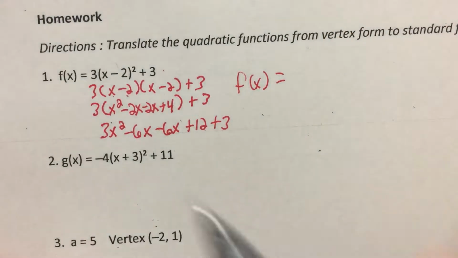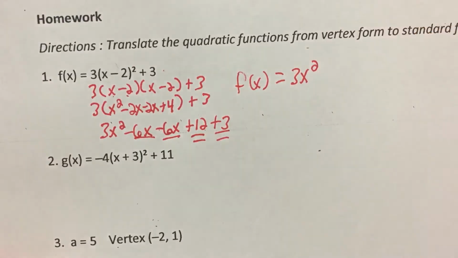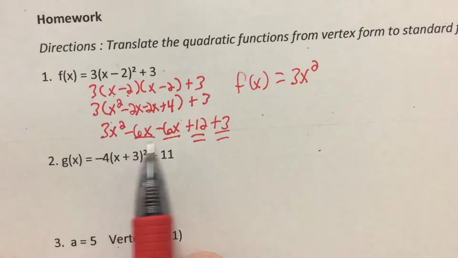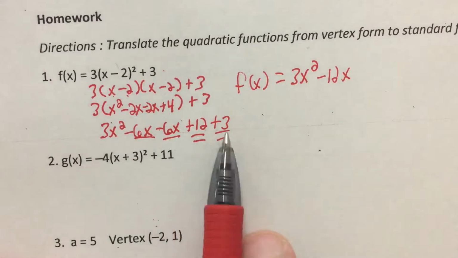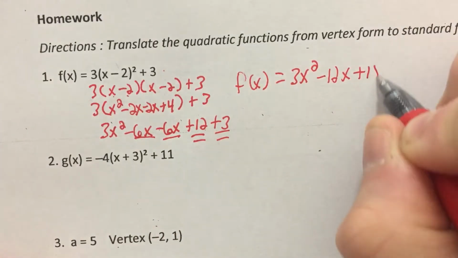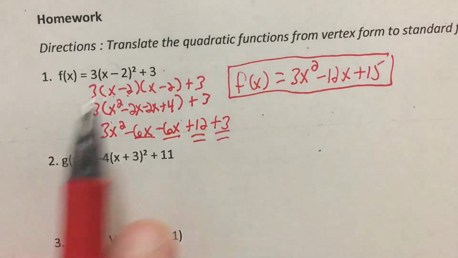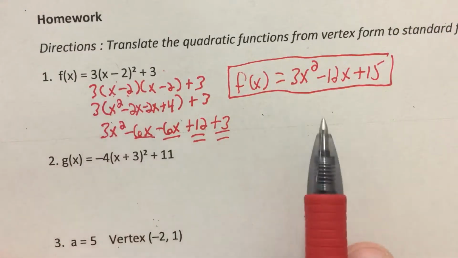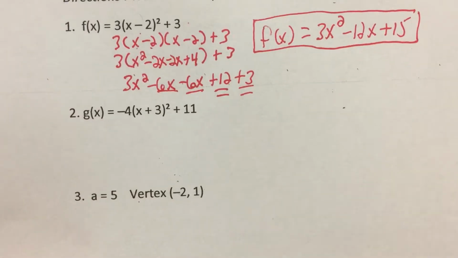we want to combine our like terms. These two x's are like terms. These two numbers are like terms with each other. 3x squared has no like terms, so it comes down the way it is. Negative 6x and negative 6x is negative 12x. And 12 and 3 is positive 15. So now we have taken this quadratic equation in vertex form and translated it into standard form. Let's take a look at the next one.